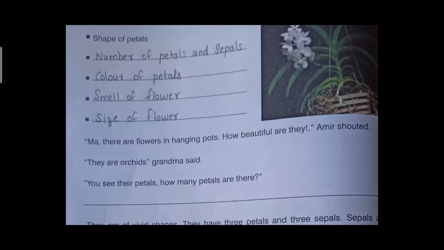Some flowers will contain only 5 petals. Some other flowers like rose flowers and all will have many petals. Sepals also the same. So next is color of the petals. Some flowers will have very attractive colors and some others will have very light color or different colors. Then smell of the flower also will be different.